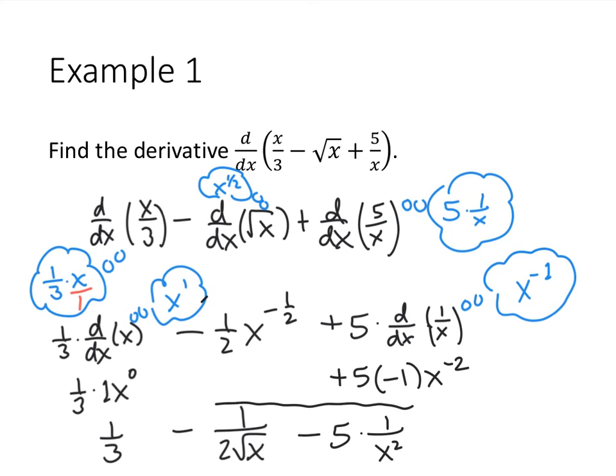So our final answer after all of that is 1/3 minus 1/2 square root of x minus 5 times 1/x squared. Or again, that could be written as 5/x squared as well. All of these things can be rewritten in various different ways. So just be aware that your answer might not look exactly like the answer on the back of a worksheet or in the back of the book.